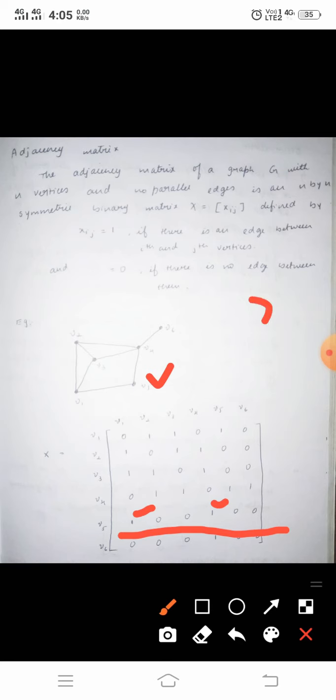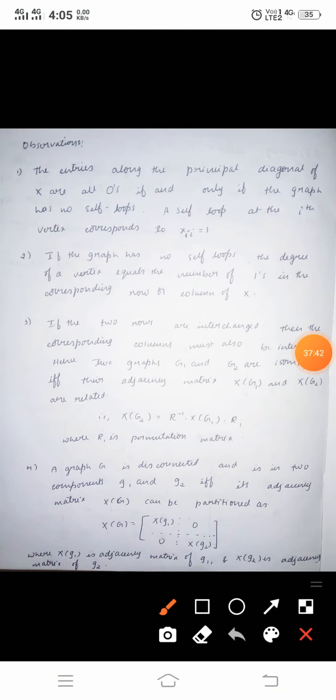2 ones, right? Degree is also 2. Now see the column of V5. How many ones are there in the column? 2. So the degree of the vertex Vi is the total number of ones in the row or the total number of ones in the column of V5. Okay. Next, if two rows are interchanged, then the corresponding columns must be interchanged.